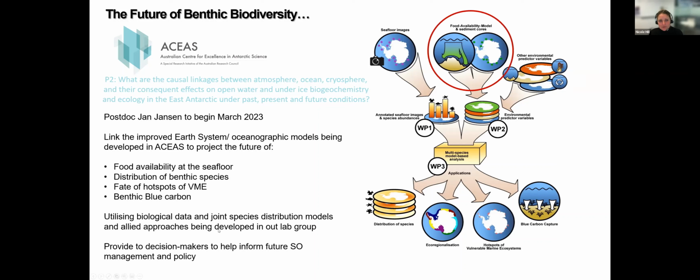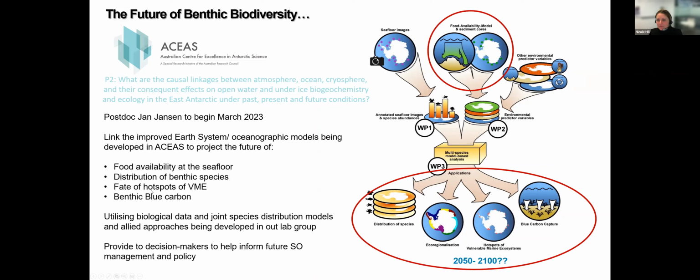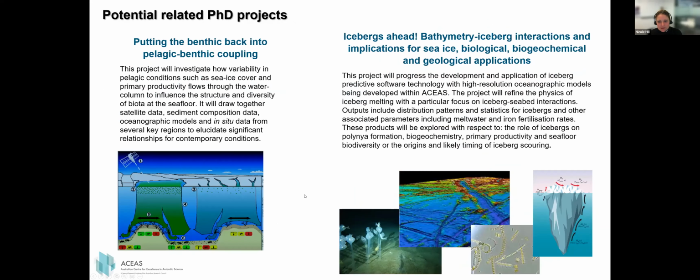And one final thing, the time frames that we're looking at, 2050 to 2100, is where we'd like to be projecting into the future. And once we have some key people on board, there's some potential related PhD projects to this project. One of them is looking a little bit more at this benthic-pelagic coupling, where we have good data and oceanographic models and in situ chemical data as well, biogeochemical data.